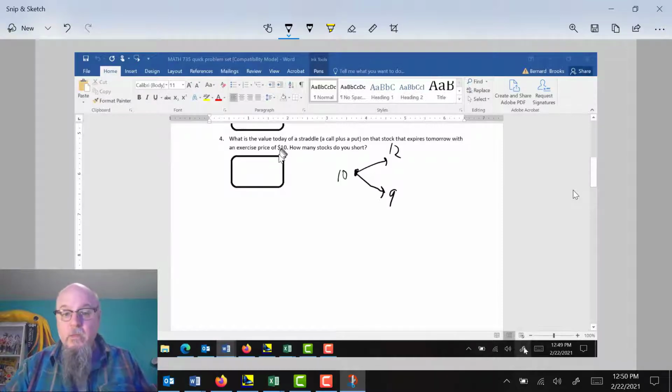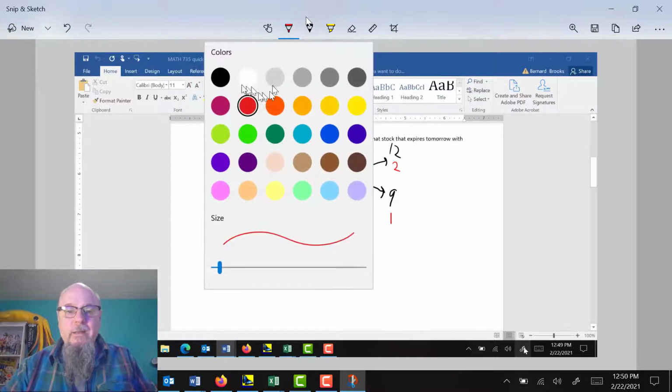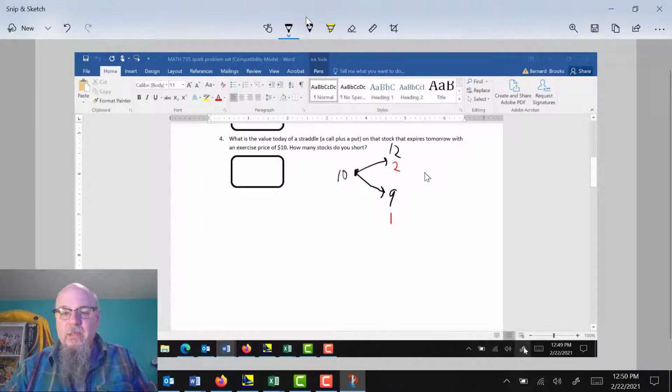That's a put and a call. If the stock goes up, then our straddle will just be, the put will be worthless and the call will be worth $2. If the stock goes down, the call will be worthless and the put will be worth $1. So here's our V plus and our V minus, so we can calculate what the delta is.